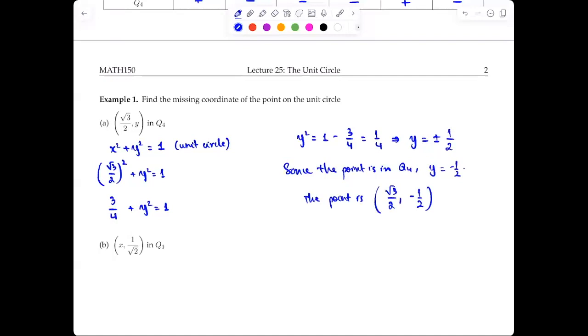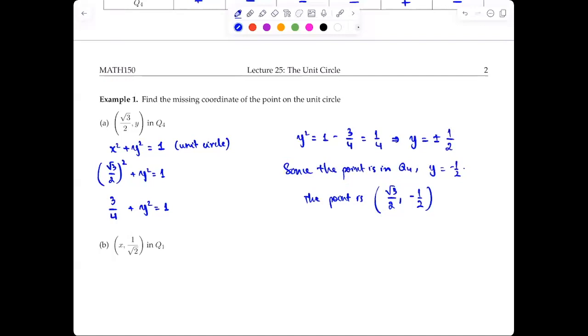All right, let me move on to the second question. In this case, x is missing and the given component is y, which is 1 over root 2. And this point is in quadrant 1. Same approach here. You start with the equation of the unit circle, x squared plus y squared equal to 1. Substitute in the known component and solve for the missing component. Usually you're going to see two values of x or two values of y, but depending on the quadrant, you will choose the appropriate answer.